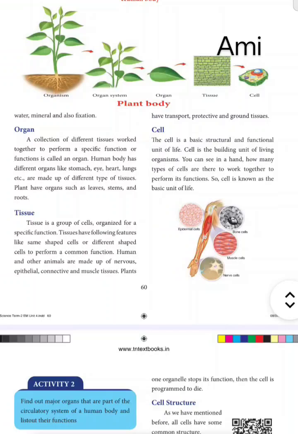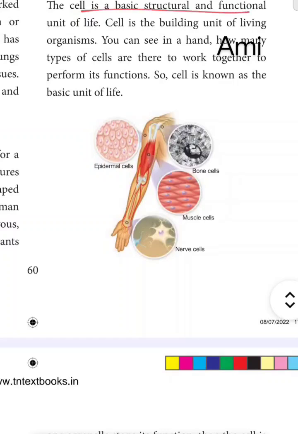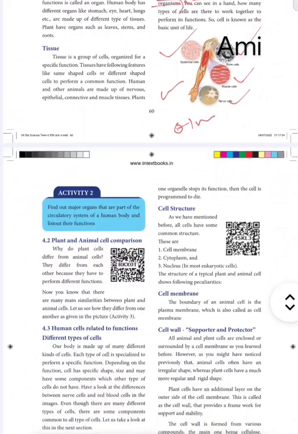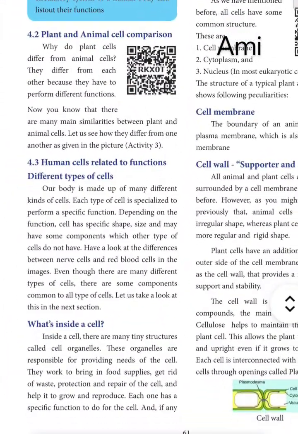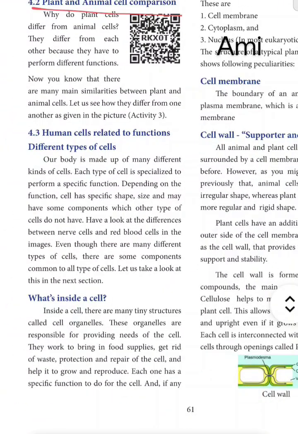So here if you observe, the cell is the basic structural and functional unit of life. It is the building unit of living organisms. Every living organism starts its life as a single cell. Later, multiplication and division, that is mitosis and meiosis, take place. Here there are various types of cells mentioned: epidermal cells, bone cell, muscle cell, nerve cell. Also there are cardiac cells, cells specialized for each function. Okay, now we are moving on to the plant and animal cell comparison.